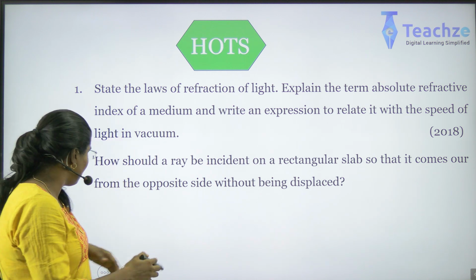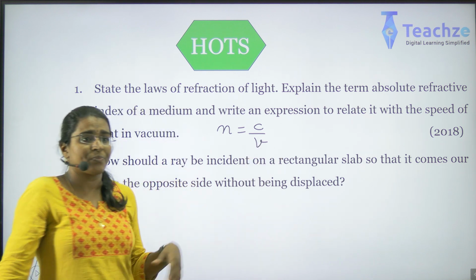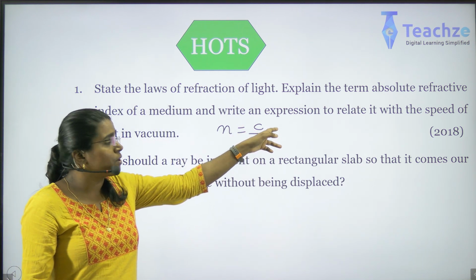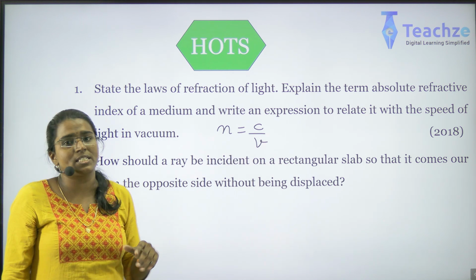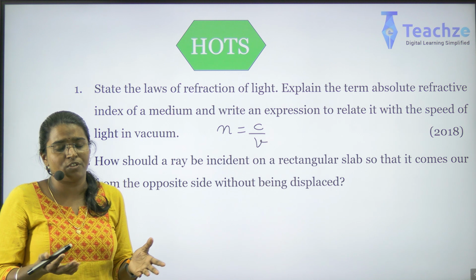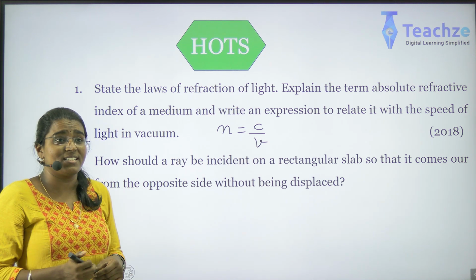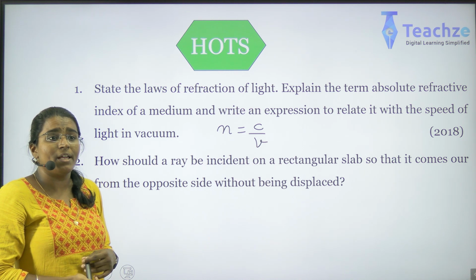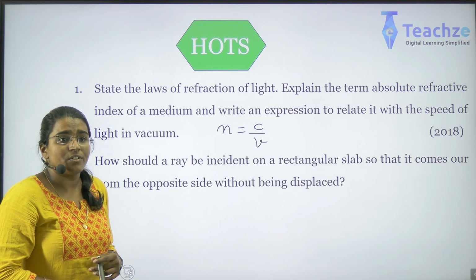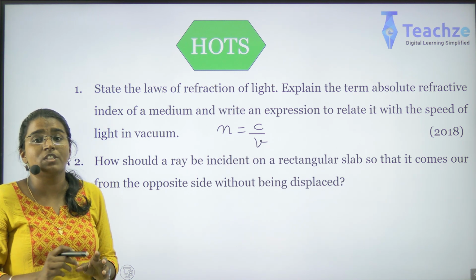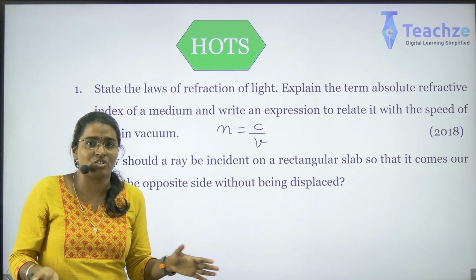And what is the expression that we wrote? C by V. We wrote it, right? Absolute refractive index is C by V, because C is the speed of light in vacuum or air, and V is the speed of light in that medium. Okay, the second question, an interesting one. How should a ray be incident on a rectangular glass slab so that it comes out from the opposite side without being displaced? So there is no displacement, there is no change. Okay.